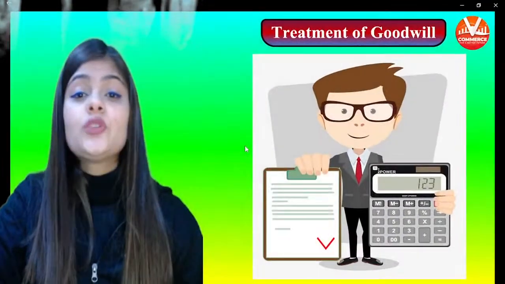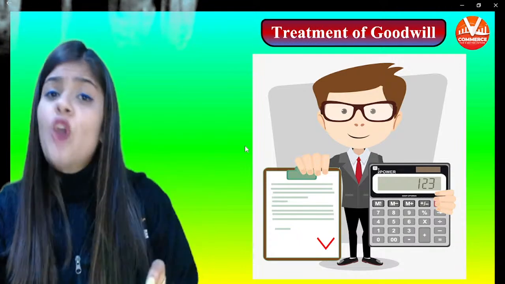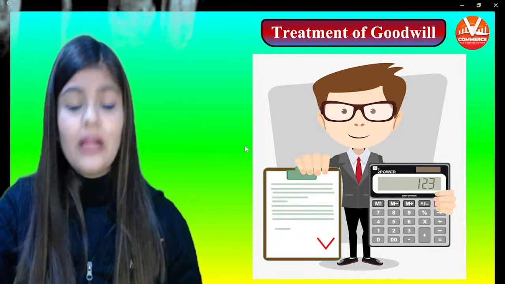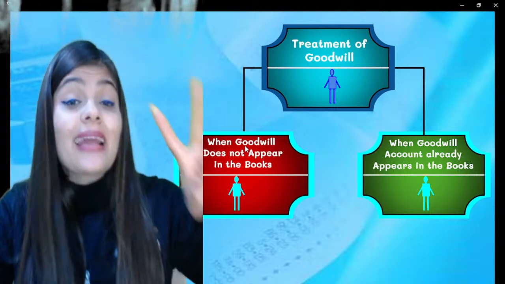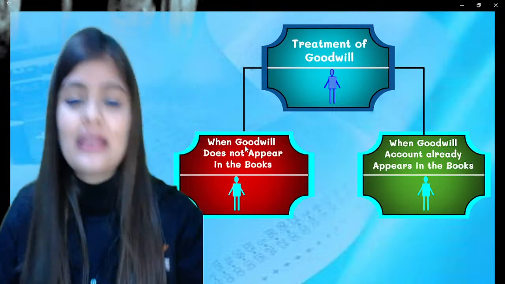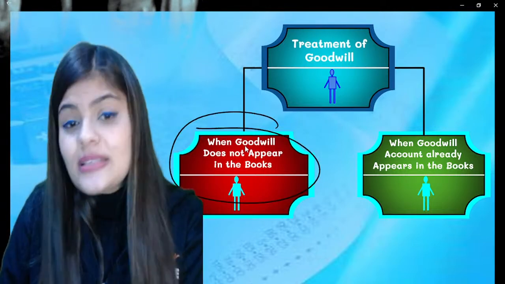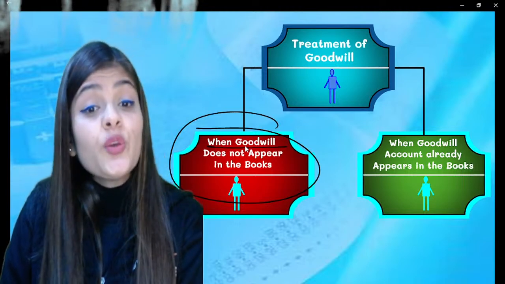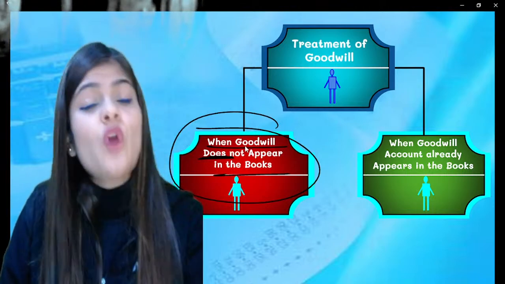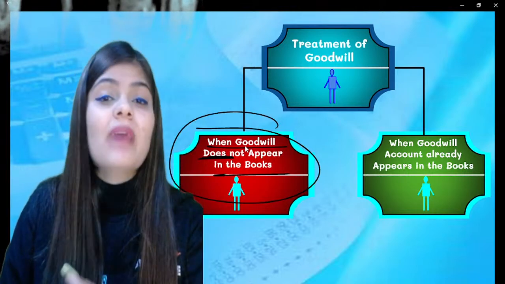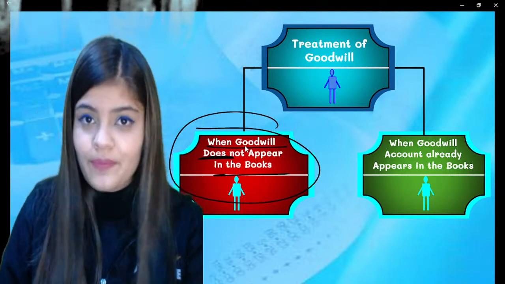Now coming on to the treatment of goodwill. So, when we talk about the treatment of goodwill, first you should know that there are two cases. Two cases. जब हम गुडविल की बात करते हैं तो दो चीजें आती है. The first case is when goodwill does not appear in the books. पहला केस कौन सा हुआ? जब गुडविल बुक्स में appear नहीं करती, गुडविल बैलेंस शीट में appear नहीं होती.